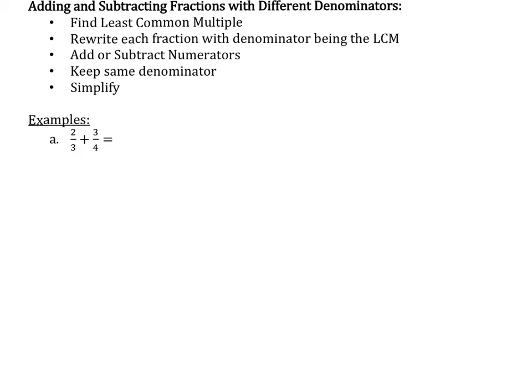First, we're going to find the least common multiple, that same prime factorization process, unless you can look at it and tell. Then we're going to rewrite each fraction with the denominator being that least common multiple. Then we're going to add or subtract our numerators depending on if we have an addition problem or a subtraction problem. We're going to keep the same denominator, and then we're going to simplify. So these last 3 steps here are basically the steps from adding when we have the same denominator. So we just have to go through these first 2 steps being new.